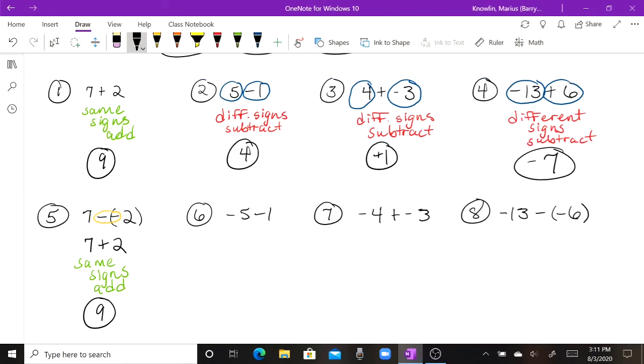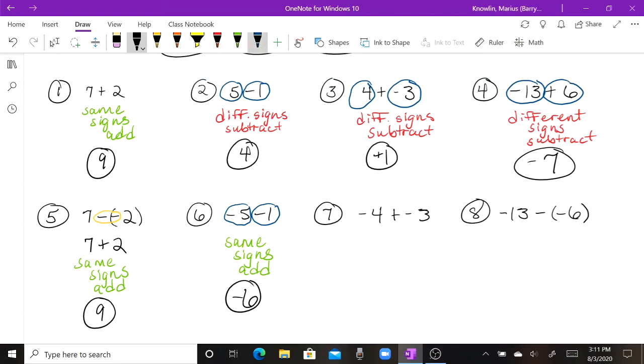Number 6, negative 5 minus 1. So we have here a negative 5. We also have a negative 1. So we have same signs. Same signs mean to add. 5 and 1 makes 6, and since they're both negative, our final answer is going to be negative 6.